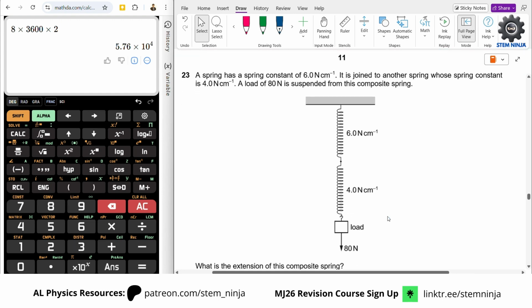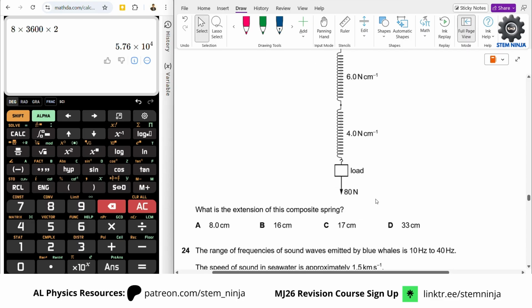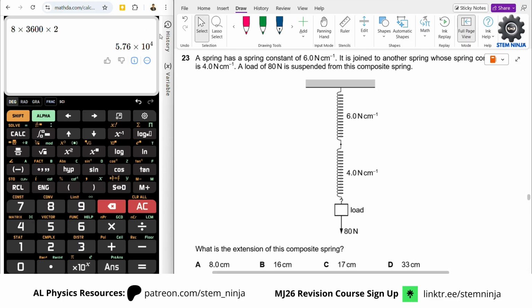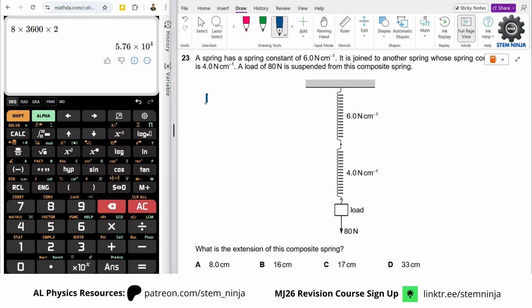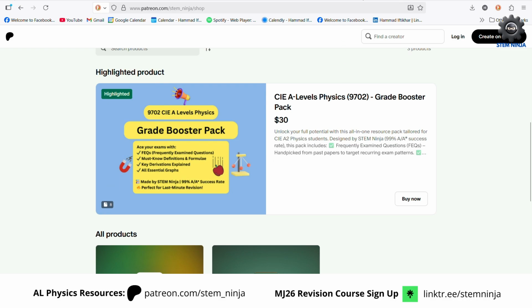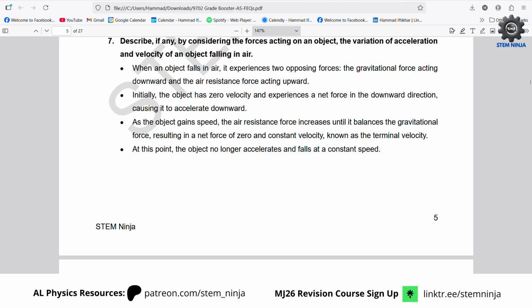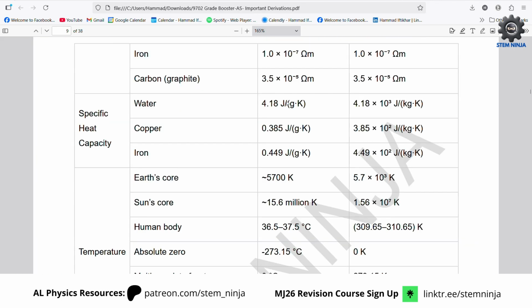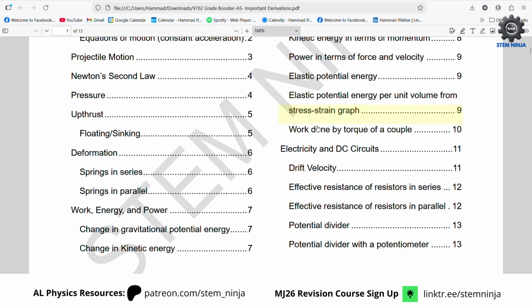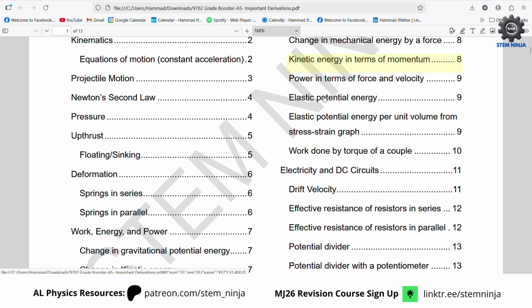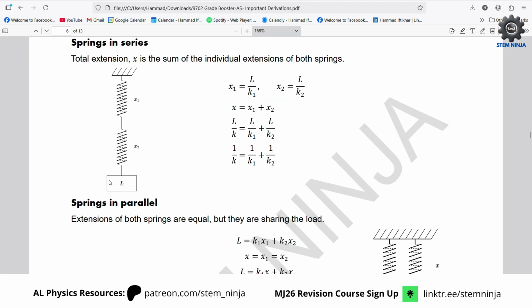A spring has a spring constant of 6 newton per centimeter. It is joined to another spring whose spring constant is 4 newton per centimeter. A load of 80 newton is suspended from this composite spring. What is the extension of this composite spring? Although it's not in the syllabus, I think springs in series are in the derivations. Oh yes, springs in series.